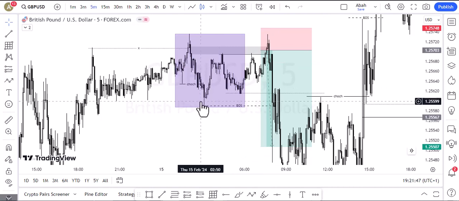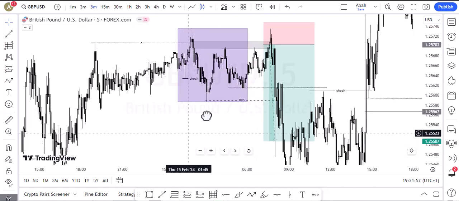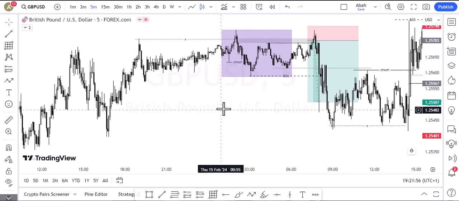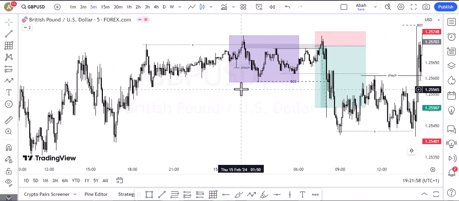As you can see, this is the target. If you enter this trade, you have to be targeting this place, but I didn't target here. Why? Let me show you why I was targeting here as my trade.